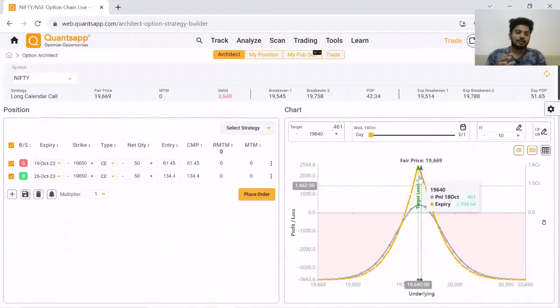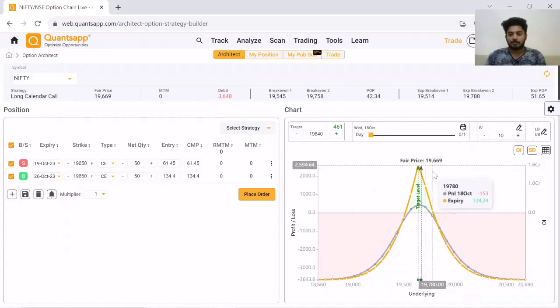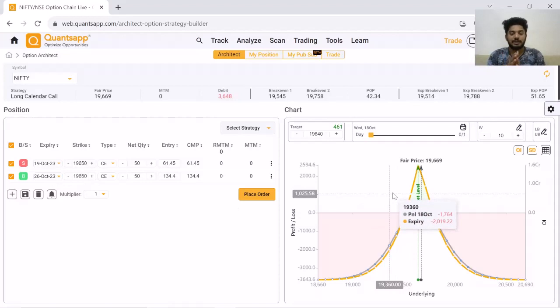One last thing: wherever I'm expecting the market to drift, let's say towards 19,800, I will create the calendar spread at 19,800. That means I will sell 19,800 and buy 19,800, selling the current or closer expiry and buying the far month or far away expiry. That is how easily, using calendar spreads, I can navigate the markets in a much better and much simpler way.